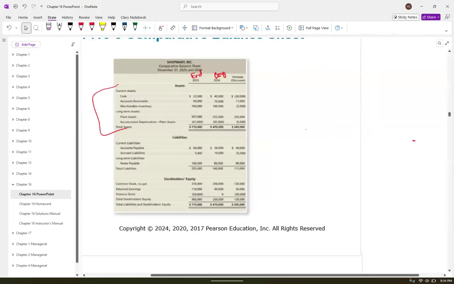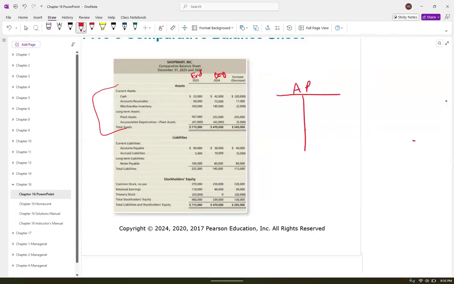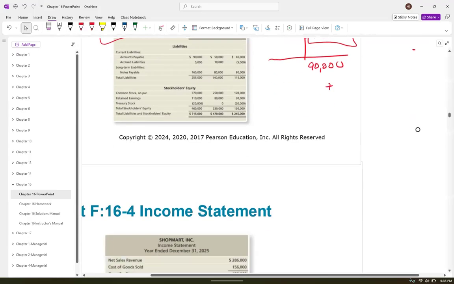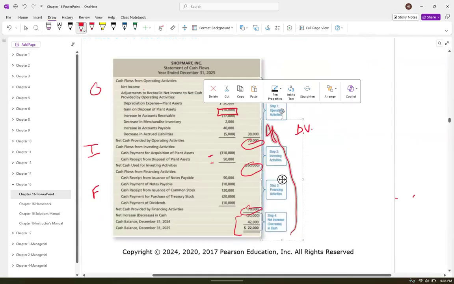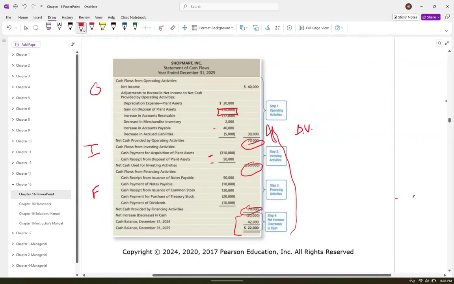So now we're going to do more. We're going to jump down to accounts payable. Accounts payable is a current liability. It will be operating. Remember, it has a credit balance and it has a beginning balance of 50,000 and an ending of 90,000. There is a change in this account of 40,000 on the credit side. We are going to add it. If we come down here to the statement of cash flows, you will see that the increase in accounts payable gets added right there.